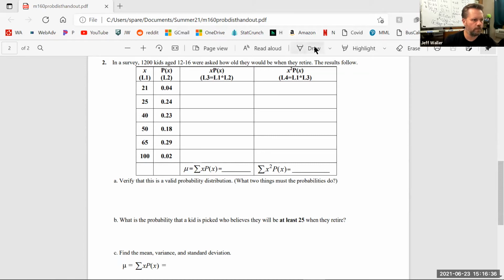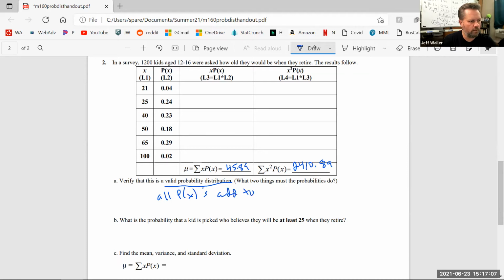So our mean, the sum of this came out to be 45.89. This little dude came out to be 2410.89. Why is this a valid probability distribution? Is it a valid probability distribution? Yes. Why? The numbers add up to 1 in the P of X column. All P of X's add to 1, or you can just write sum of P of X equals 1.